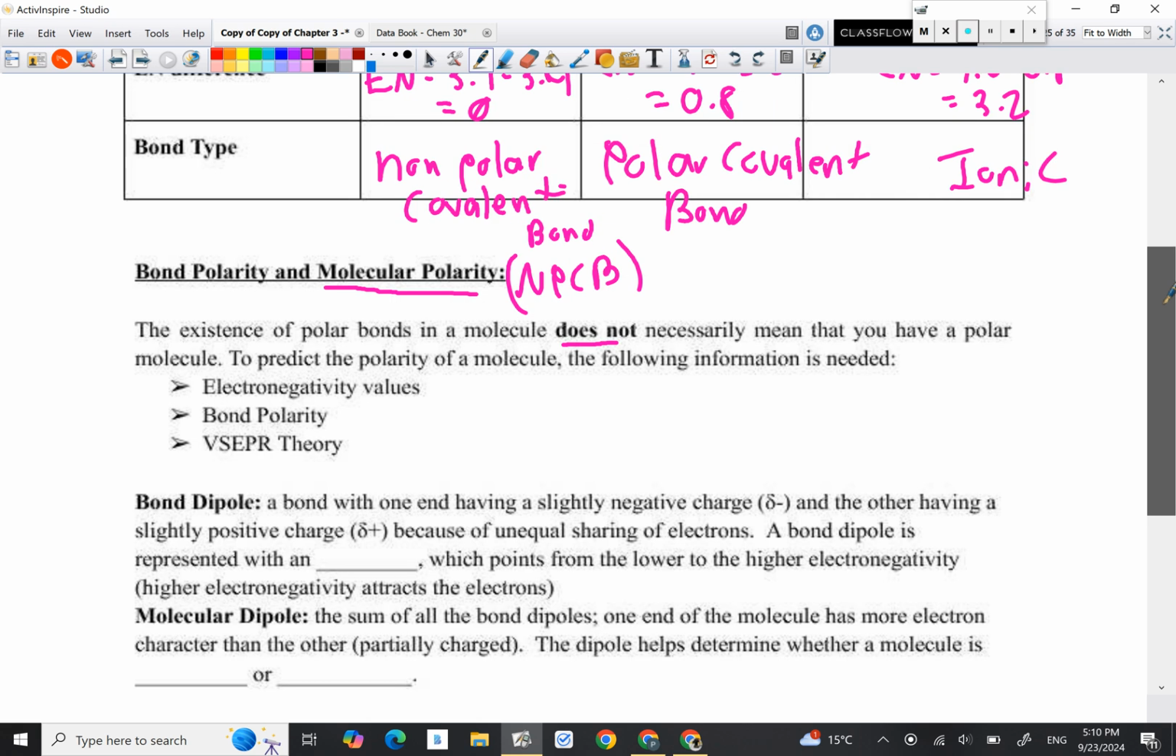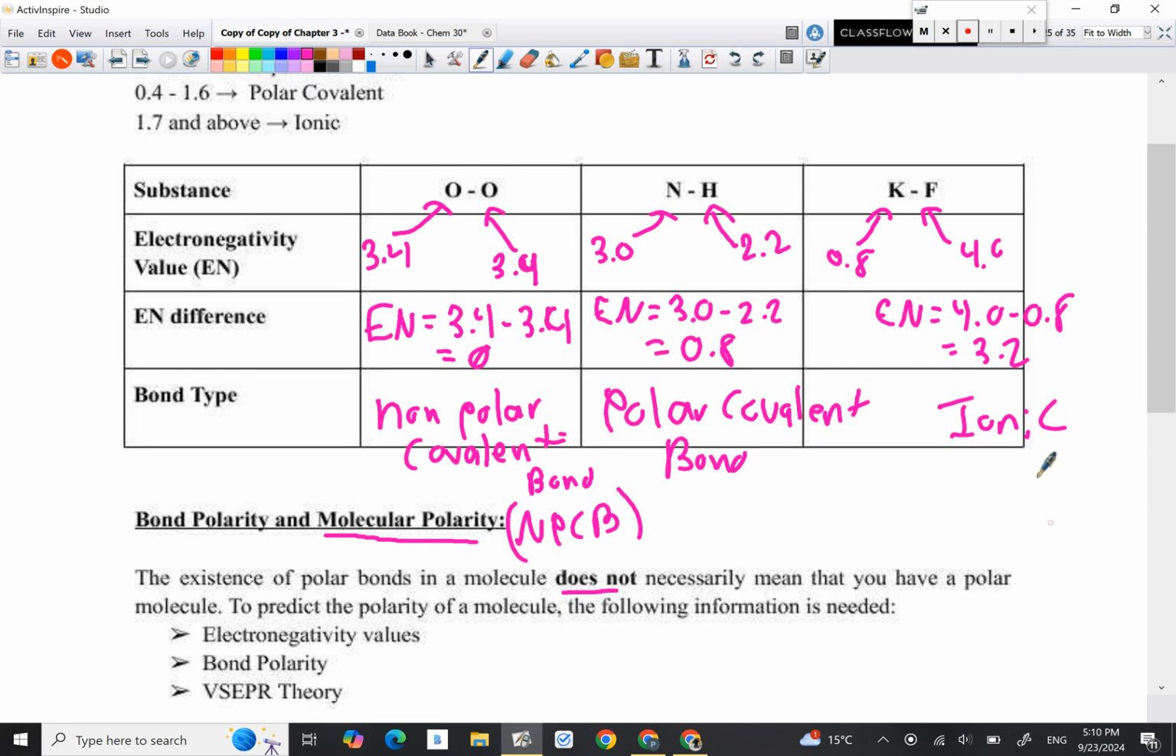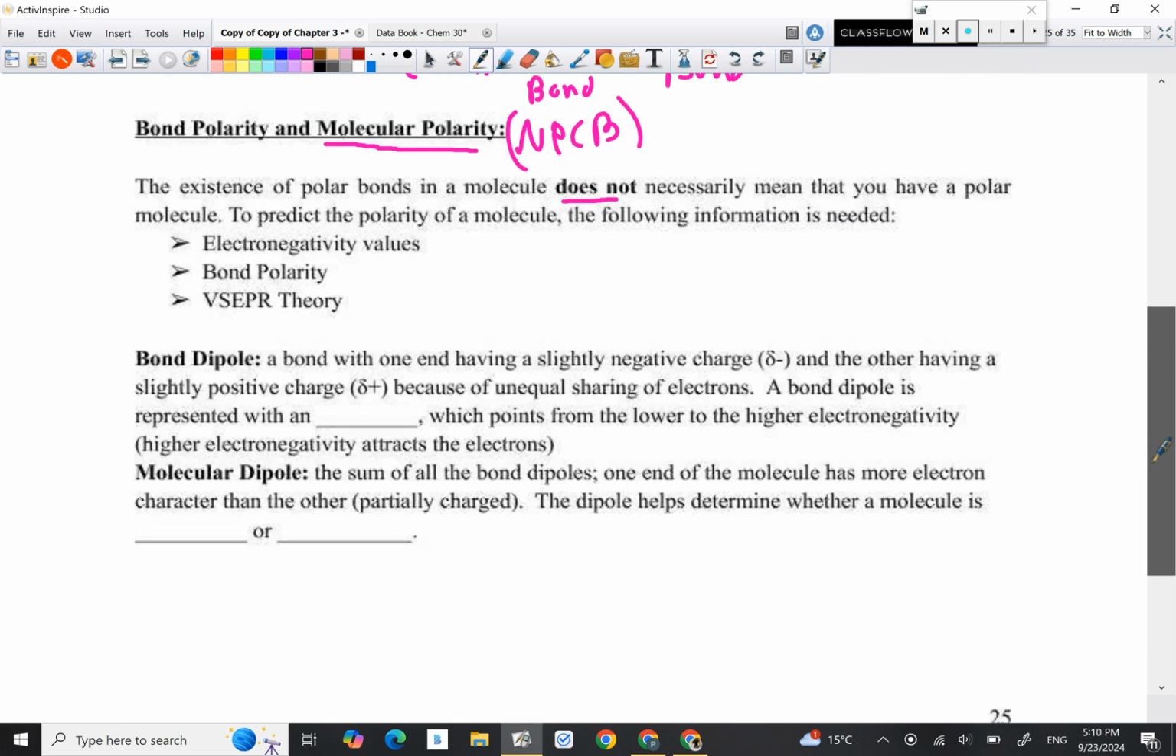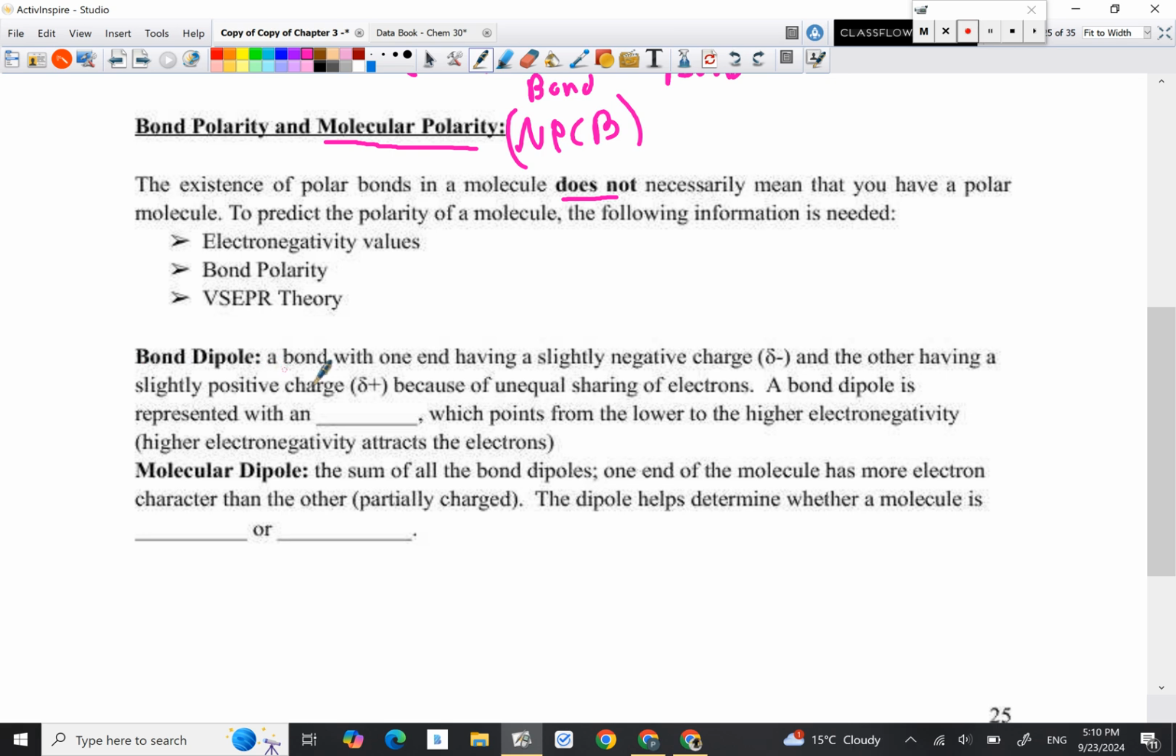Now, once again, this calculation up here is just for the bond, so it's just two atoms bonded together. For molecules, we need to look at all the bonds. So a bond dipole, which we just went over, is a bond with one end having a slightly negative charge and the other a slightly positive charge because of the unequal sharing of the electrons. Sometimes a bond dipole can be represented with that funky looking arrow that we looked at as well, which points from the lower to the higher electronegativity, or we can use these partial signs. It doesn't really matter.